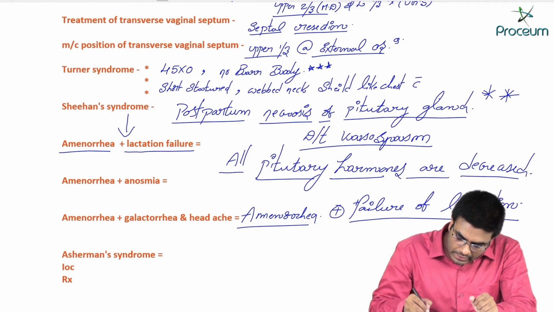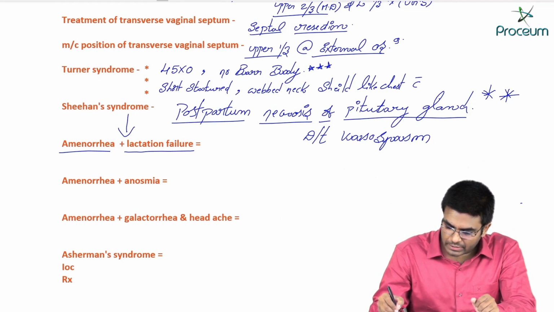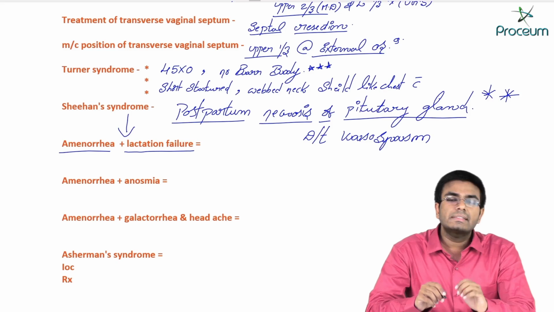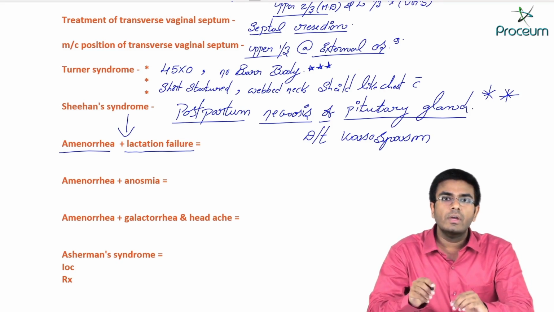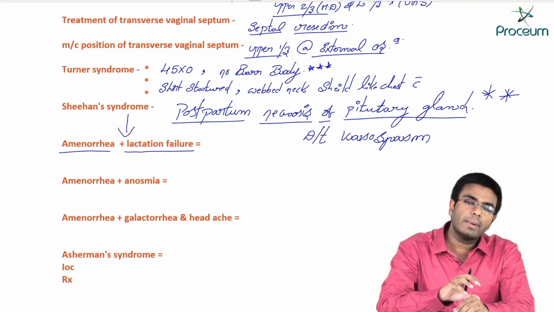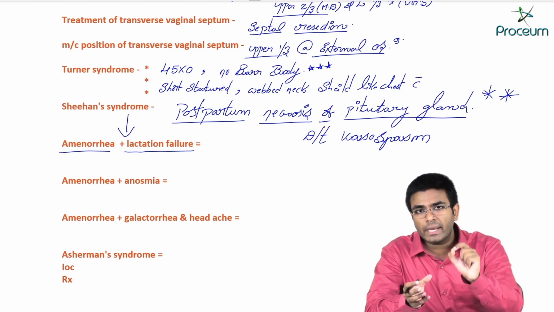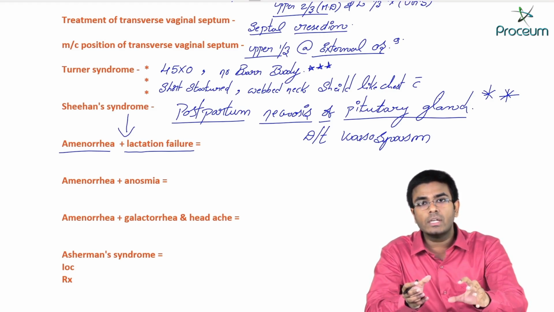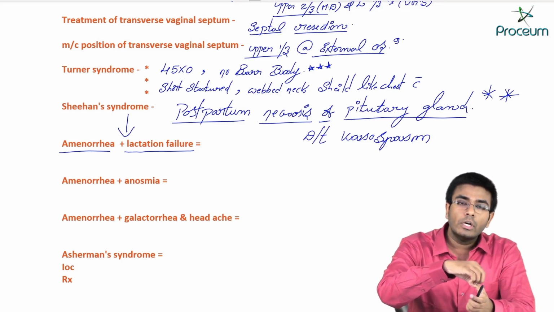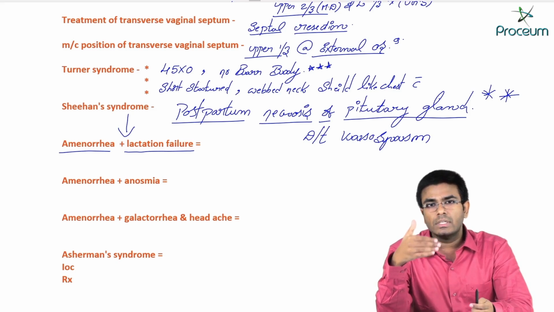Now, let's go to the other clinical condition, which is Kallmann syndrome. Now, what exactly is Kallmann syndrome? In Kallmann syndrome, there is a failure of migration of gonadotropin releasing cells from the olfactory placode to the hypothalamus, usually GnRH producing neurons. The GnRH producing neurons have to migrate from the olfactory placode to the hypothalamus, and from the hypothalamus they have to produce the gonadotropin hormones.